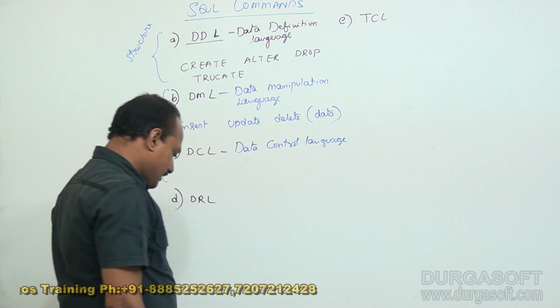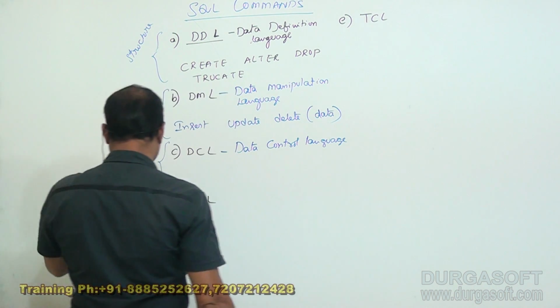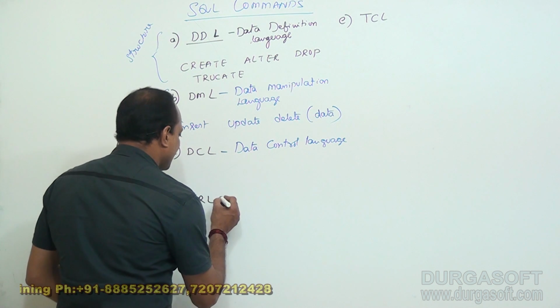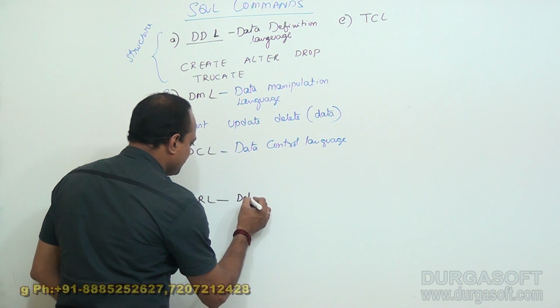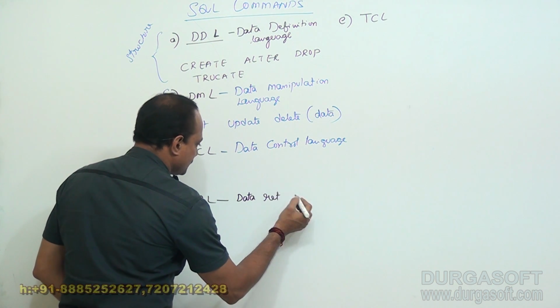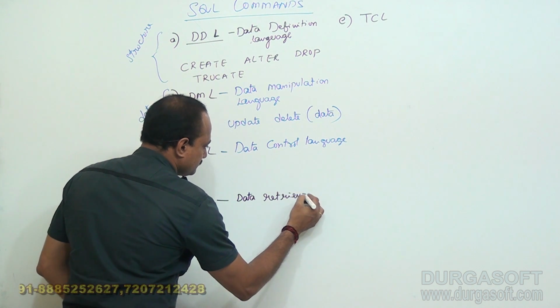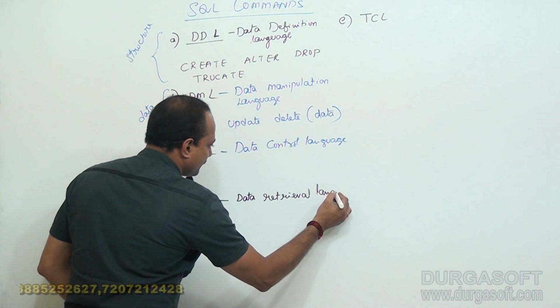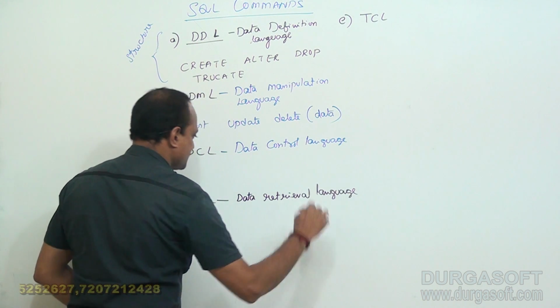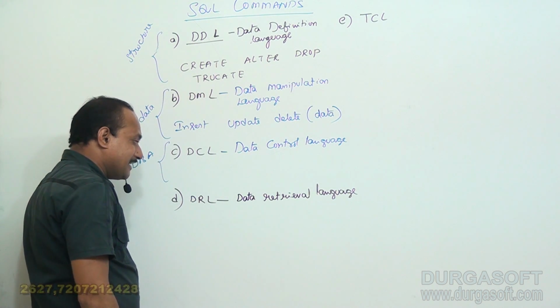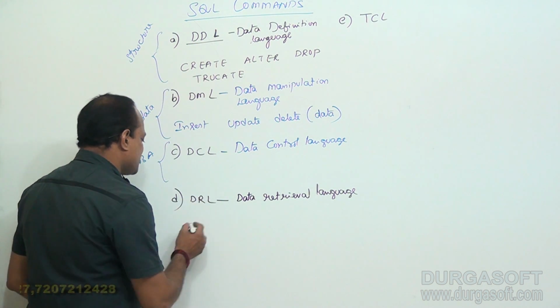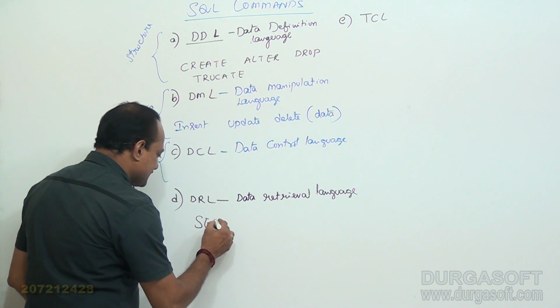Okay, and then see what DRL commands are. Data retrieval language commands. Only one command is there, the special category: select.